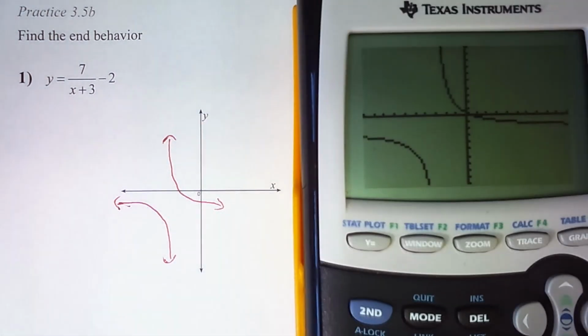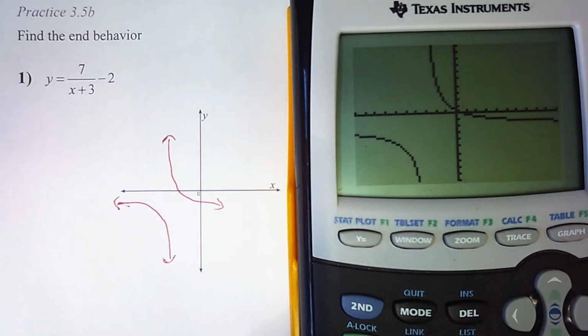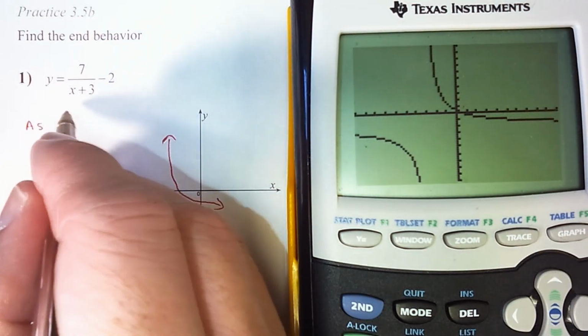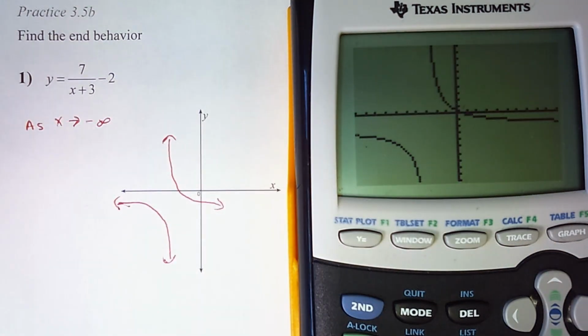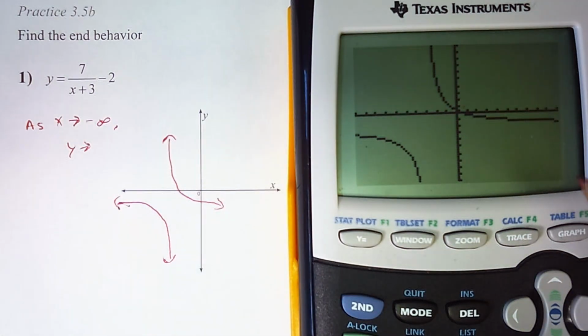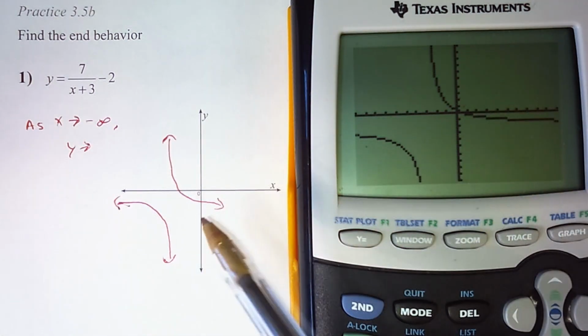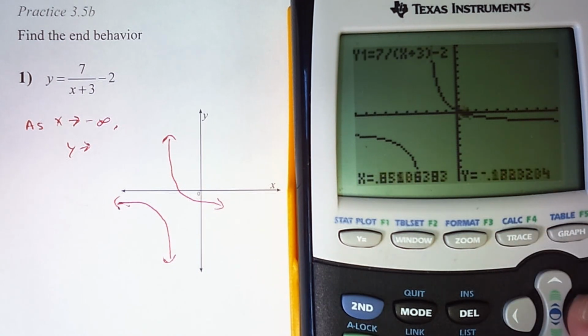Okay, so it looks like it's approaching a limit here on the left. So as x approaches negative infinity, which just means as the graph goes left, what is the y value doing? So the y value is approaching a limit, and what is that limit? Well, it's the same limit that we're approaching on the right side, so I'm just going to hit trace and start moving the cursor over, and it's gotten past negative 1.